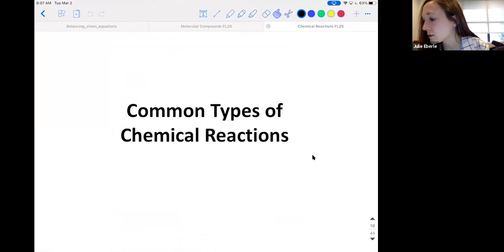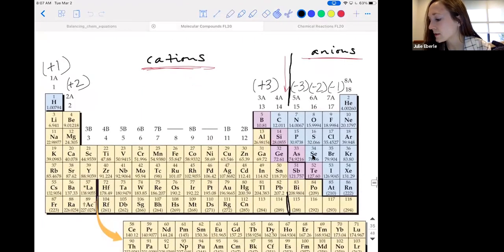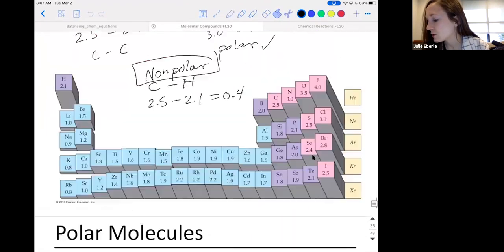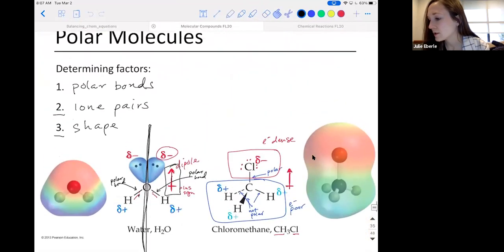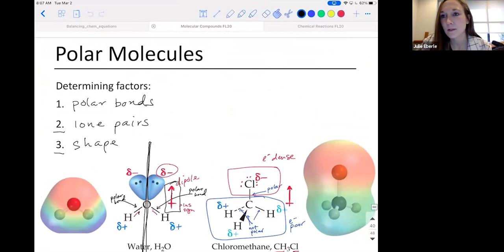So I'm actually going to jump over to my molecular compounds lecture, and I'm going to remind you of one thing. We talked about the idea of polar molecules. You remember this? Polar molecules. And we said there's 3 things that you need to remember when determining if a molecule is polar. But this was towards the end of lecture, and we kind of had to move through it fast, and so that's why I wanted to come back and hit it really quick.